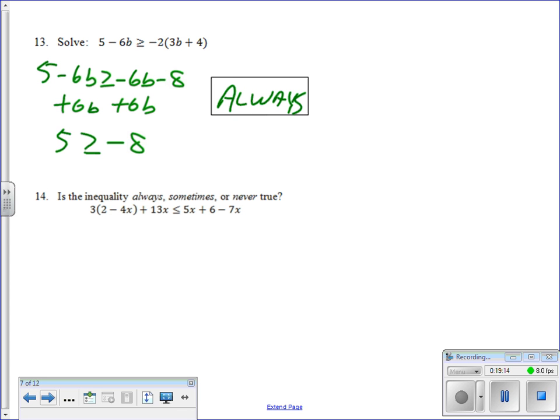If your variables disappear, your answer is not what you have left. Your answer is either always or never. If your variable is still there, your answer is whatever you get with the variable in it. But if your variables drop out like this, you're going to give me always or you're going to give me never. You're not going to give me this. If you put this in the box, it's wrong. And you will lose a point. It needs to be always or never in this particular case. Variables disappear. This is not my answer. This is not the solution to the problem. My solution is, hey, it's always going to work no matter what you put in for b. It's always true.